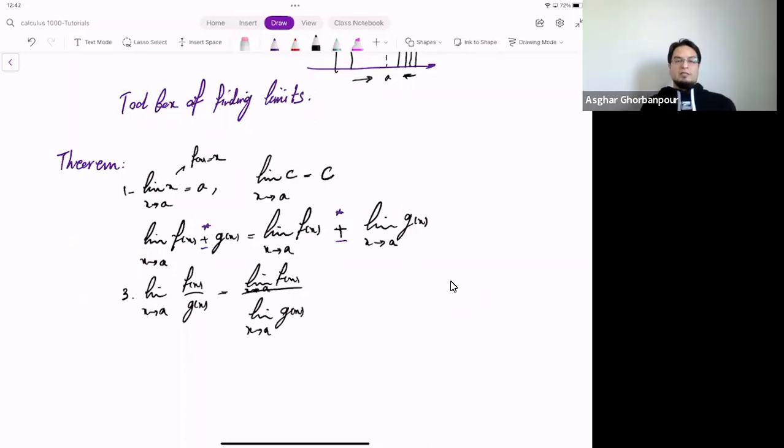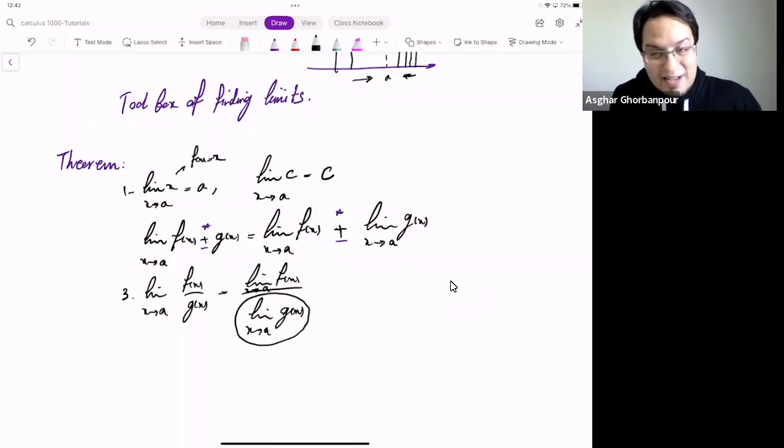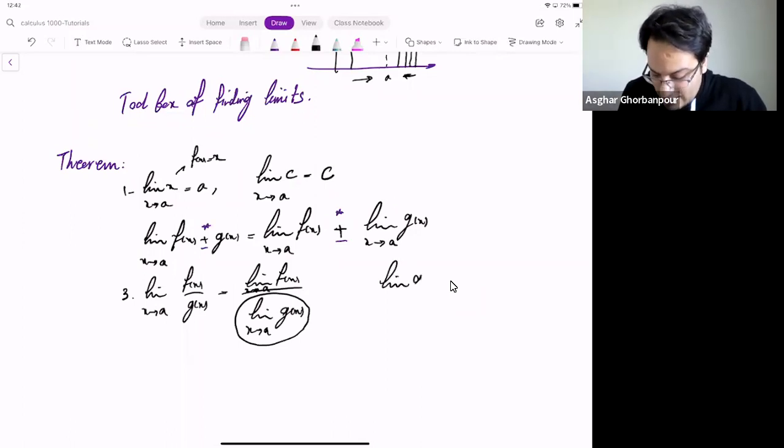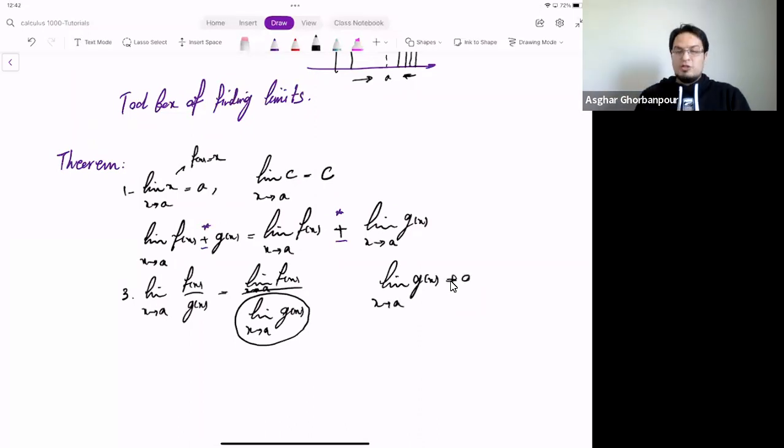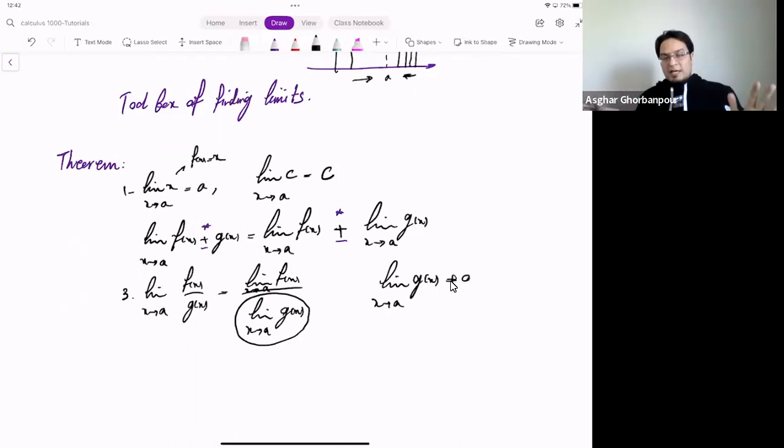This is the quotient law, that's the name. But with the quotient law, we have to be very careful. The denominator can turn out to be equal to 0, and we don't like to have 0 in the denominator. So this is only true if this limit exists and it's not equal to 0. So all four operations work nicely with limits.